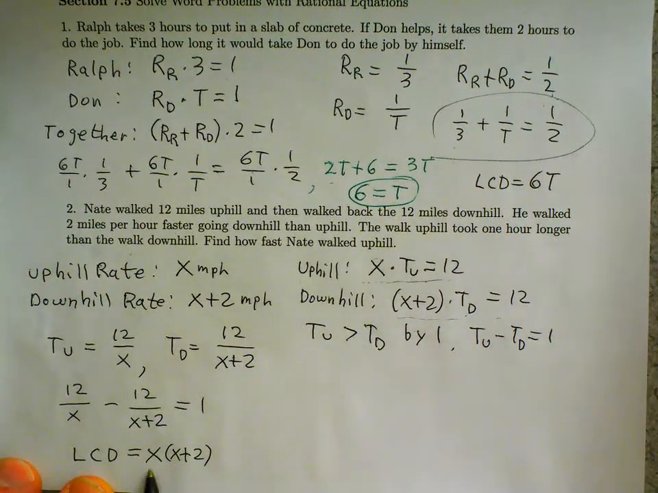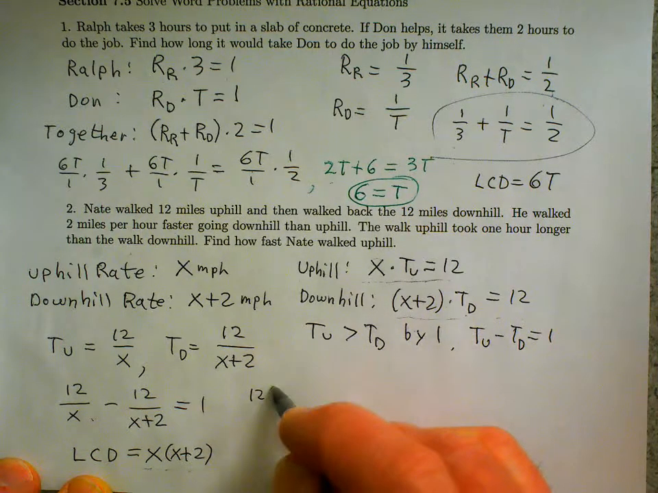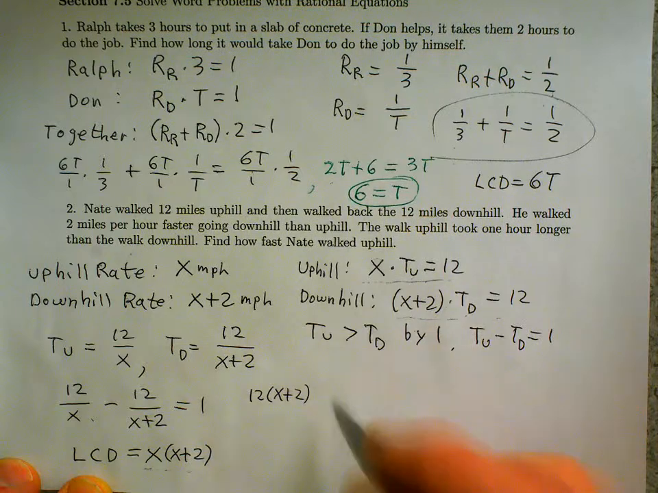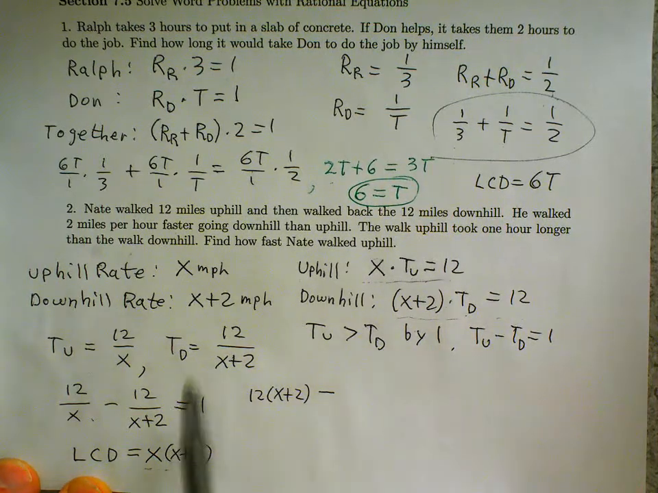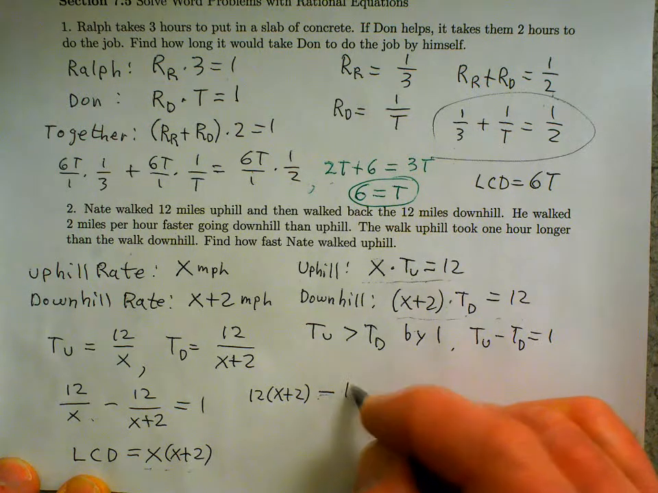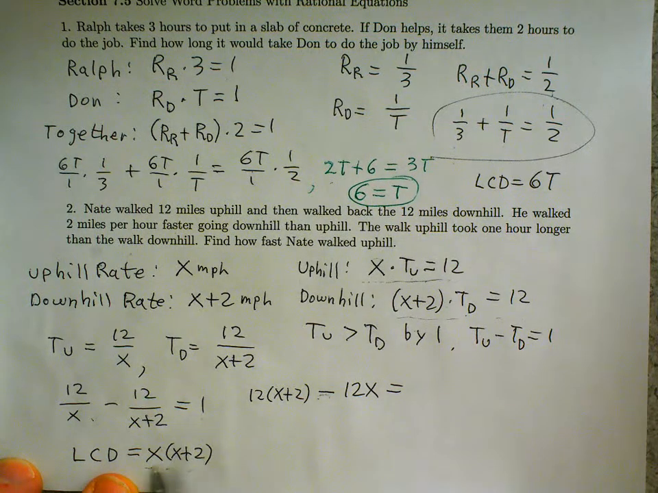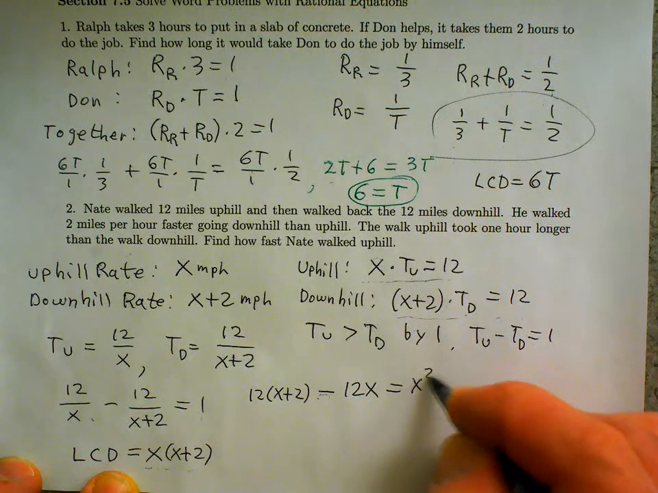When we multiply the least common denominator by 12 over x, the x's will cancel, so we'll just be left with 12 times x plus 2. And then minus 12 over x plus 2 times x plus 2. This time the x plus 2 factors cancel, so we'll get minus 12x. And then we multiply the right-hand side by the least common denominator, and we don't get any cancellations. We get x times x plus 2, which is x squared plus 2x.